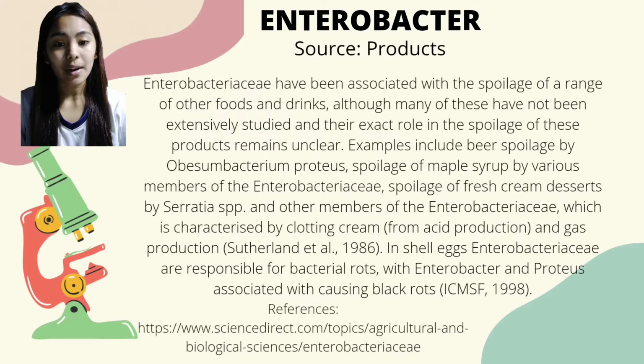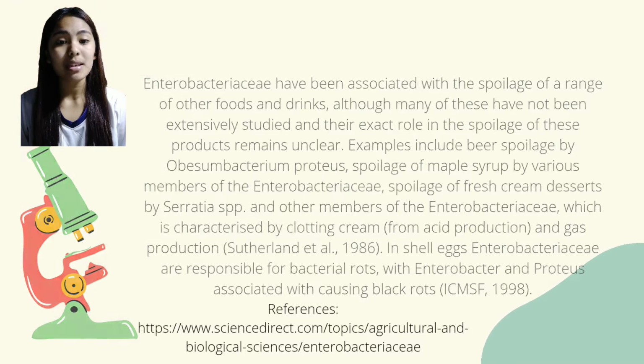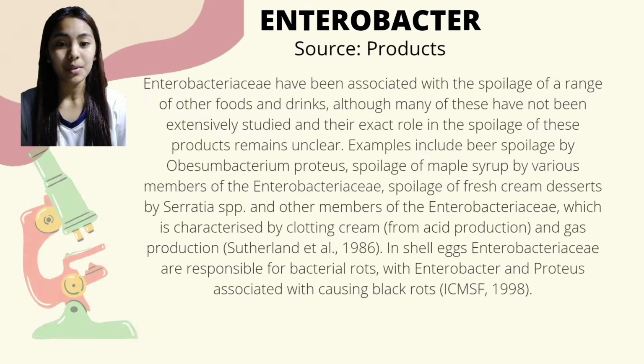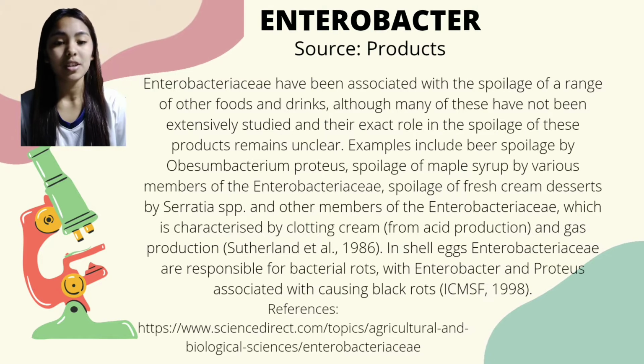So product, Enterobacteriaceae have been associated with the spoilage of a range of other foods and drinks, although many of these have not been extensively studied, and their exact role in the spoilage of these products remains unclear. Examples include beer spoilage by Obesumbacterium proteus, spoilage of maple syrup by various members of the Enterobacteriaceae, spoilage of fresh creams by Serratia spp. and other members of the Enterobacteriaceae, which is characterized by clotting cream or from acid production and gas production.